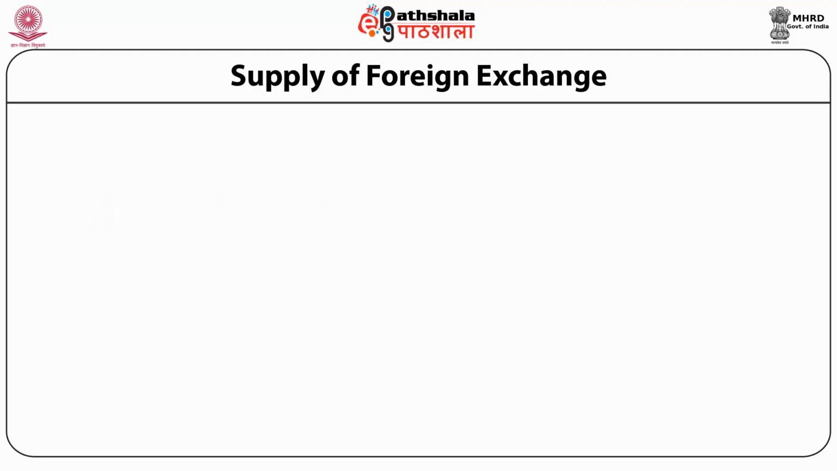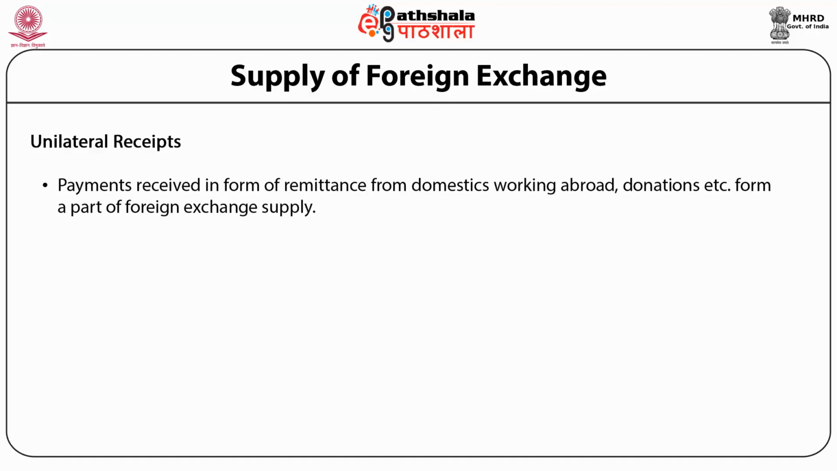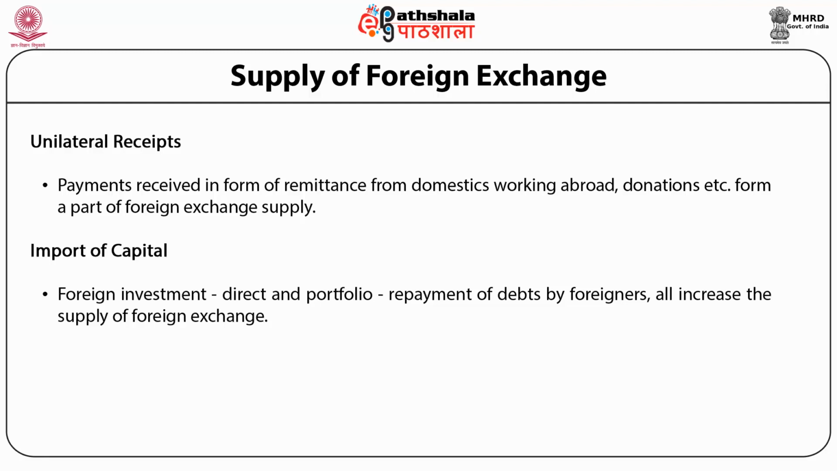Unilateral receipts. The payments which are received in the form of remittances from domestic workers working abroad, donations, etc. form part of foreign exchange supply as well. Another is import of capital, like foreign investment, direct and portfolio, and repayment of debts by foreigners, all of which increase the supply of foreign exchange.